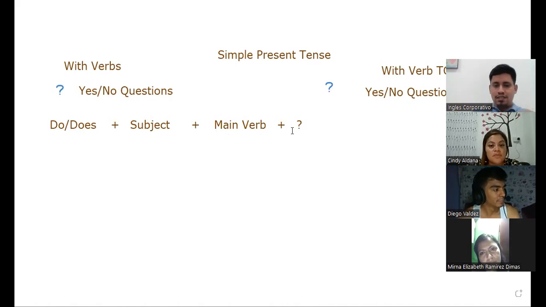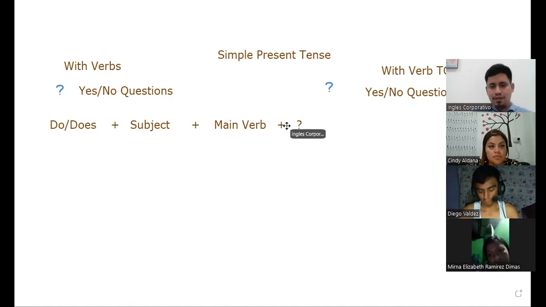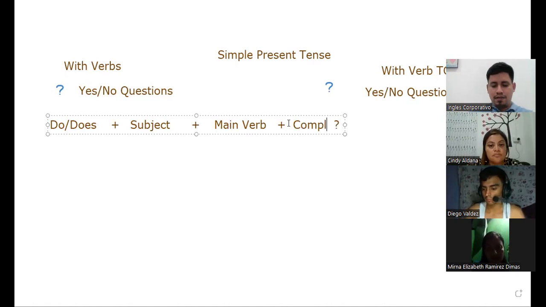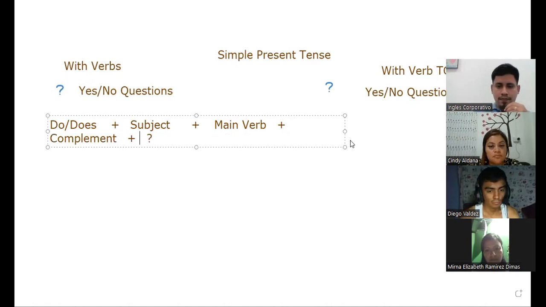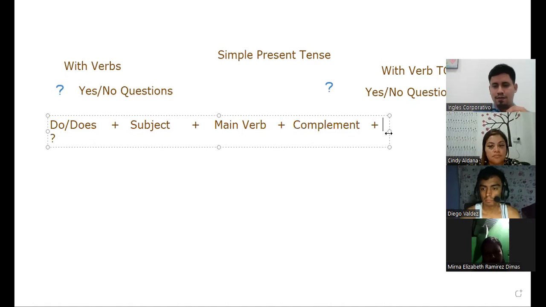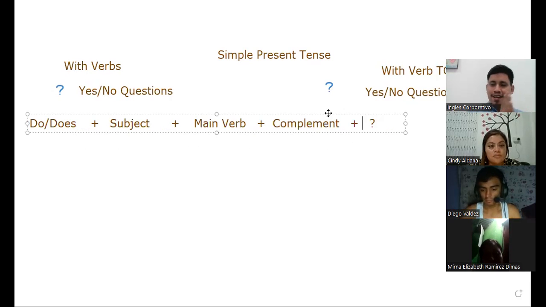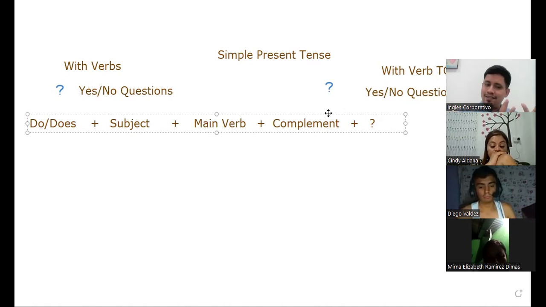It is possible to use complements in this kind of question, but sometimes it is not useful. So we can include the complement if we want. The complement is optional, and then the question mark. That's the formula, because it's longer than the other ones, más larga que las anteriores. La primera solo utilizamos sujeto, verbo, complemento. ¿Ok? Esa es la forma afirmativa. En la negativa se amplía un poquito más la fórmula porque utilizamos sujeto, el verbo auxiliar, el adverbio not, el verbo principal más el complemento. Ahora, en las preguntas nosotros vamos a utilizar el verbo auxiliar, el sujeto, el verbo principal, complemento, y el question mark, el signo de interrogación final, ¿ok?